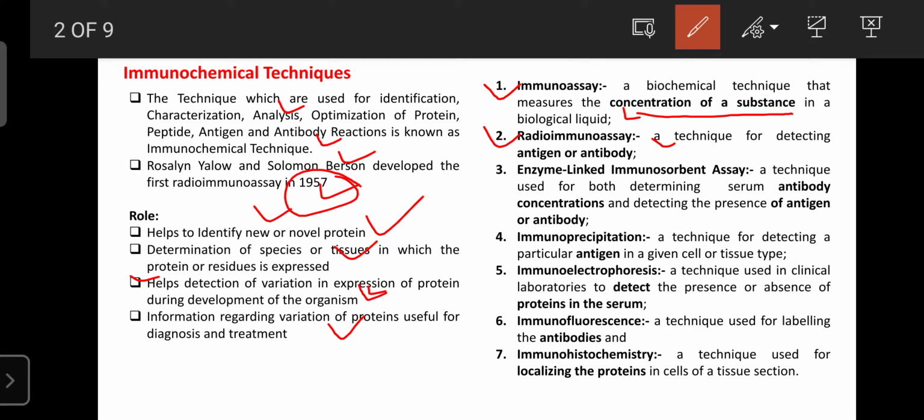So next one is the enzyme linked immunosorbent assay. It is the modified form of the radioimmunoassay. Here the antigen or antibody is liganded with an enzyme. In the radioimmunoassay, radio labeled isotopes are used to ligand the antigens or antibodies. But in the enzyme linked assay, enzymes are used to ligand with the antigen and antibody, and then we monitor those antigens and antibodies. That technique is known as the enzyme linked immunosorbent assay.